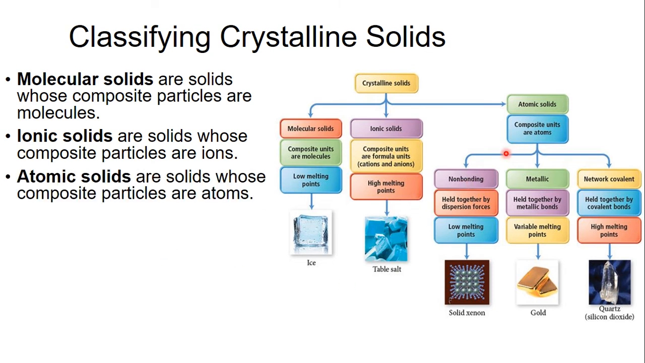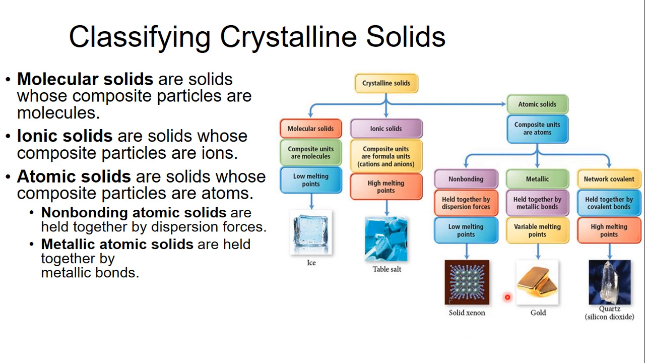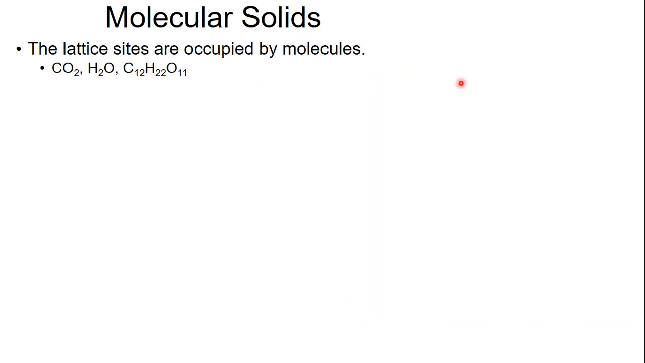Then for your atomic solids, you're made out of atoms, so you can have non-bonded atomic solids, which are held together by very weak forces, so you have very low melting points. Metallic atomic solids, which are metals held together by metallic bonds, and based on the metal, you'll have different melting points. And then you have covalent atomic solids, which are held together by covalent bonds. Covalent bonds are very strong, so they have high melting points. So let's look at these categories a little more in depth.